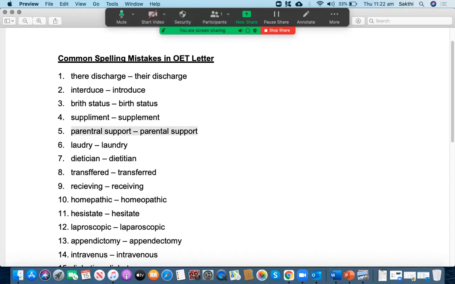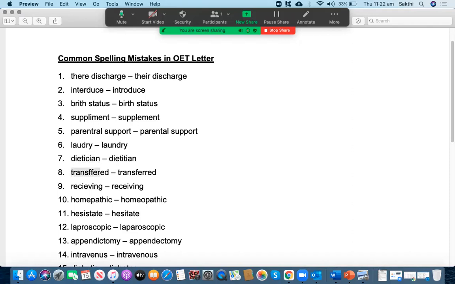Parental support. "Paternal support" is wrong. It's actually parental support. It is PARENTAL and then SUPPORT. Laundry. The correct spelling for laundry is LAUNDRY, whereas LAUDRY is incorrect. Dietitian. Remember that the spelling for dietitian is DIETITIAN. It's not DIETICIAN. This is wrong. The one with the C is wrong. It is dietitian. The one with the double T is the correct answer.